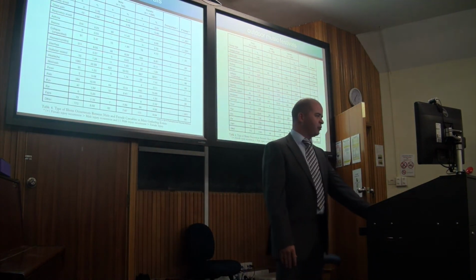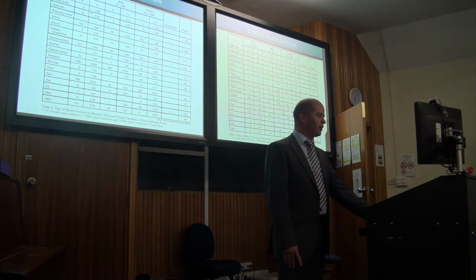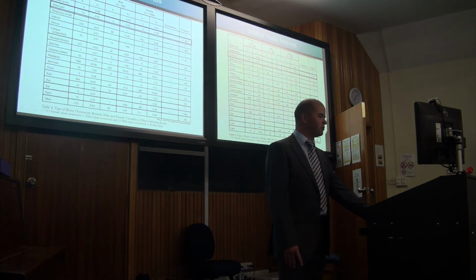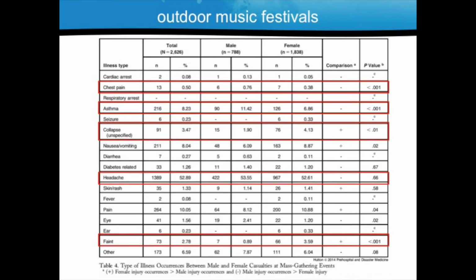Next, the illnesses. A couple of people have cardiac arrests at these types of events. Chest pains. So males were more likely to have chest pain than females, although in noting this, really there's only 13 patients overall, so the numbers are really small. So that needs to be taken into consideration to some degree.